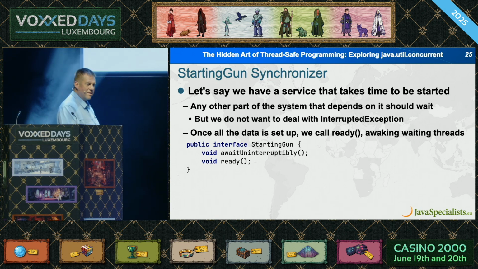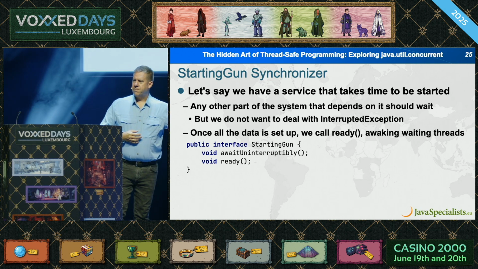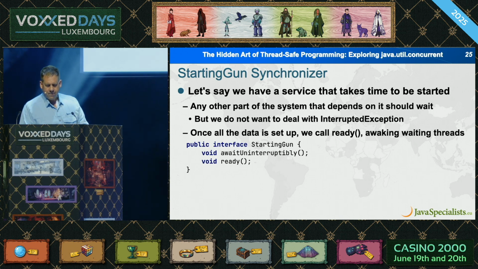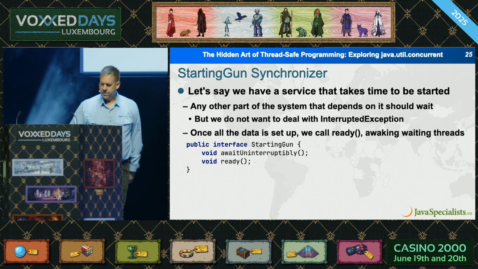So I've defined an interface called StartingGun, and it's got a method waitUninterruptibly without InterruptedException. It's got the ready method, and once the service has been set up, that will call ready, and all the threads which want it can now start.